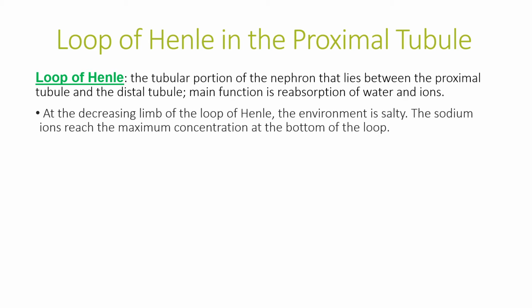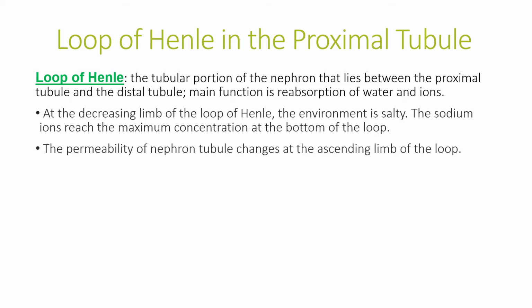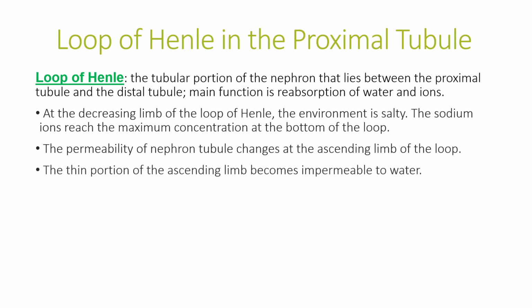The cells of the descending limb are permeable to water and only slightly permeable to ions. As a result of the salty environment of the medulla and the permeability of the descending limb, water diffuses from the filtrate to the capillaries by osmosis. As water moving through the descending limb leaves the filtrate, the concentration of sodium ions inside the tubule increases, which results in the bottom of the loop reaching its maximum concentration. As the filtrate continues to the ascending limb, the permeability of the nephron tubule changes.